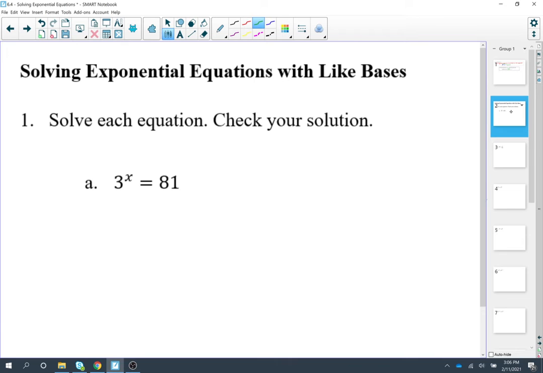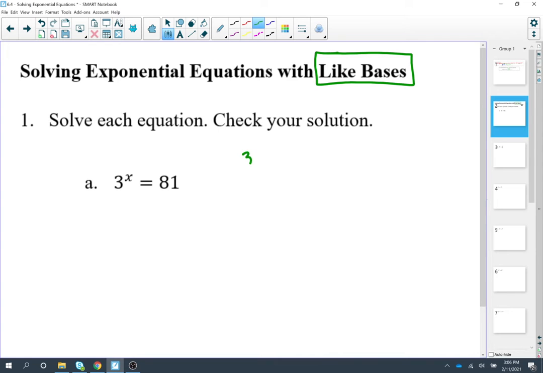Example 1, solving exponential equations with like bases. It says solve each equation, check your solution. So on the first one, letter A, 3 to the power of x equals 81. At this point, it's kind of like a guess and check scenario.